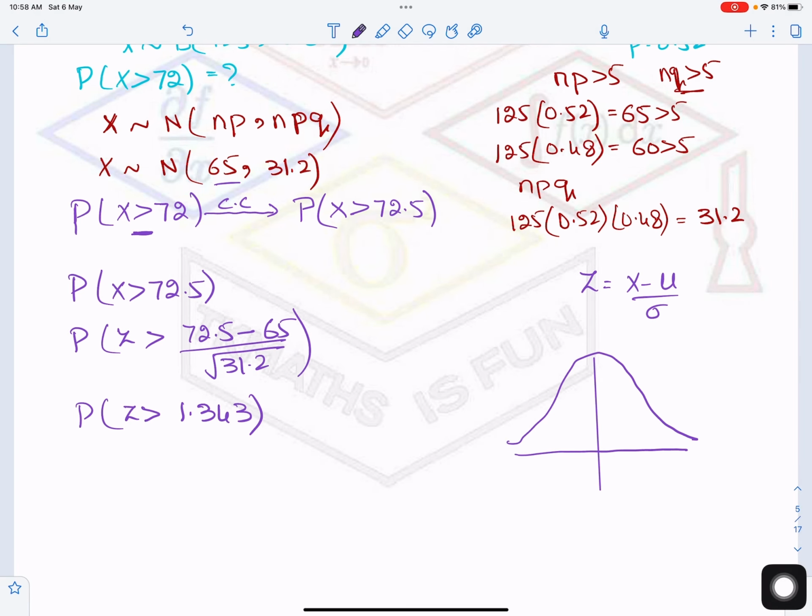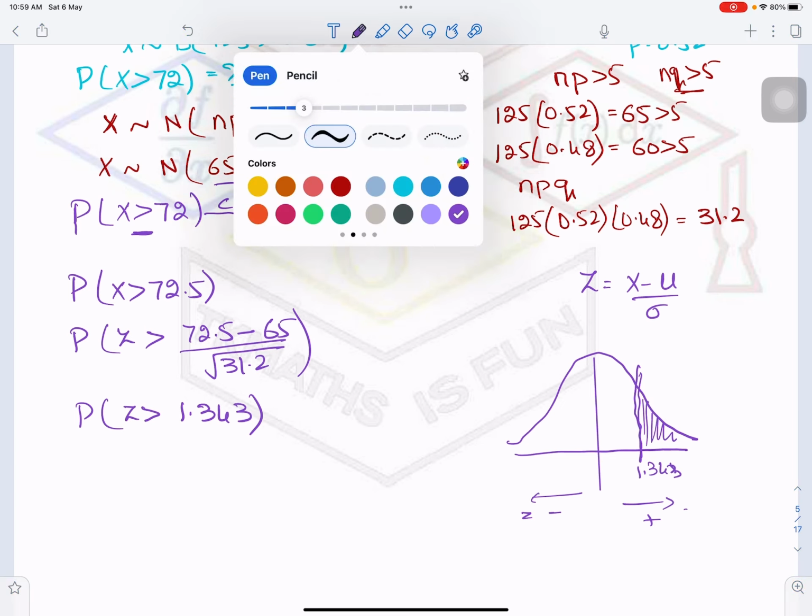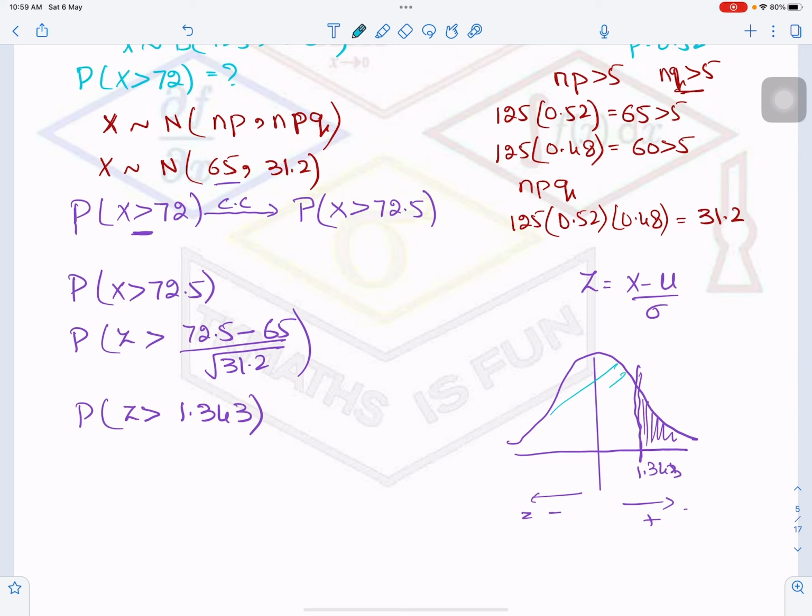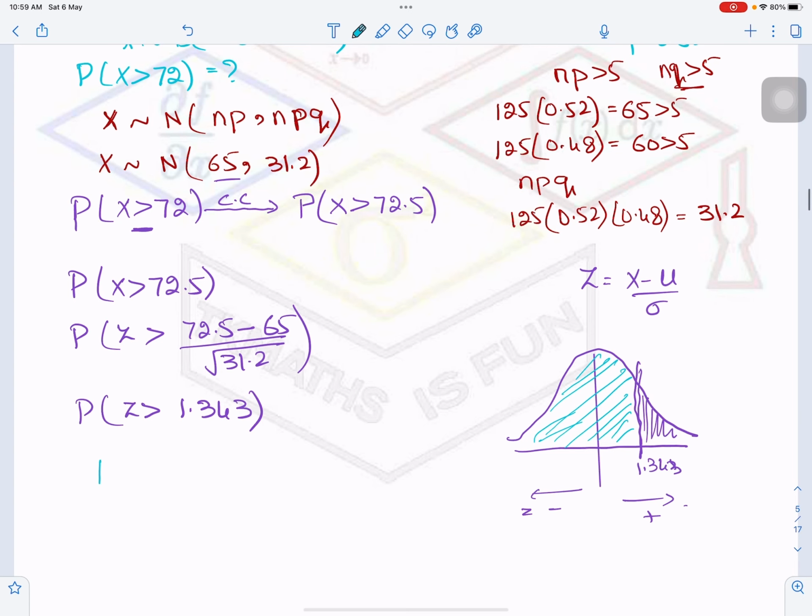It means I am on the right-hand side. 1.343 will be somewhere on the right-hand side, because z is positive here and negative here, as we know. According to the question, I have to find this probability. But when we read the table, it always gives us the probability of the left-hand side. So I will subtract it from 1.